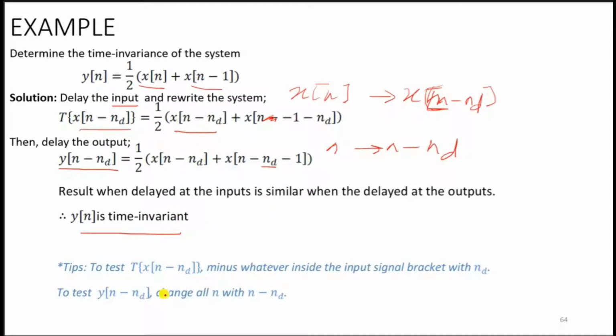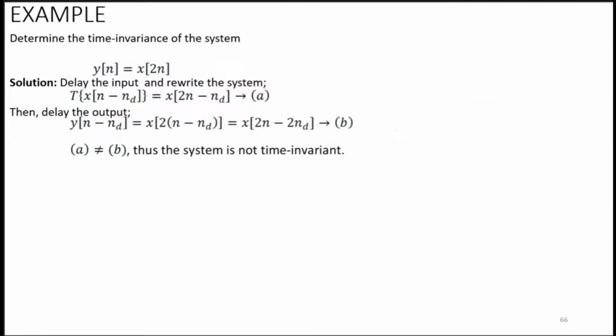Okay, remember again, to implement the delayed input, whatever is inside the input signal bracket, you change x[n] to x[n - nd]. To delay the output, change all n's into n - nd. Okay, that's how you do it, right? Then when you compare the two equations, if it's the same, then the system is time invariant. Let's look at another example.